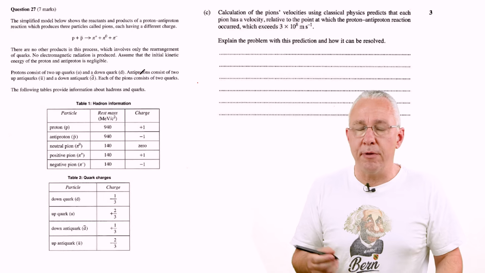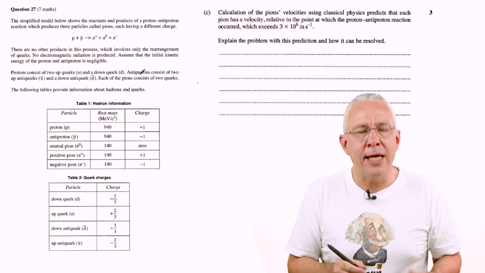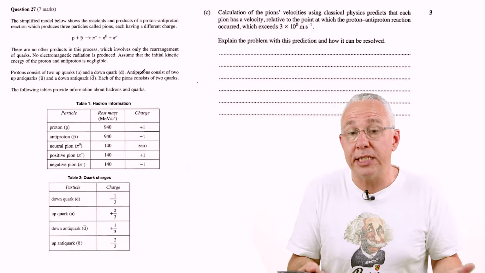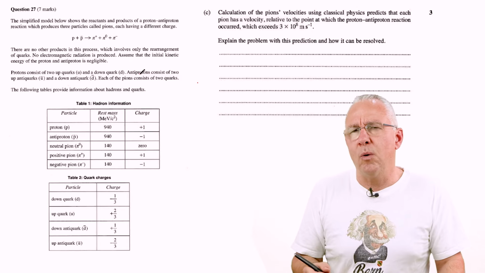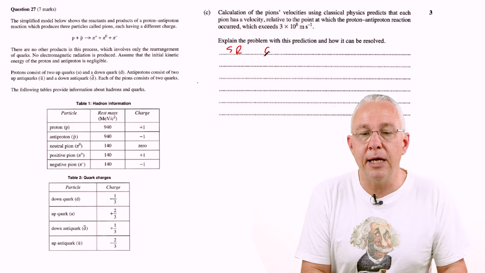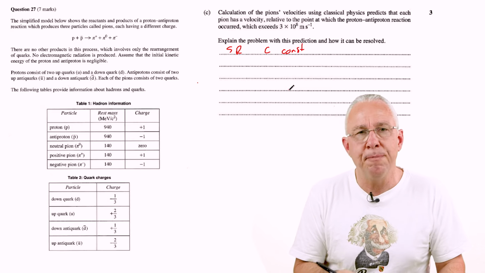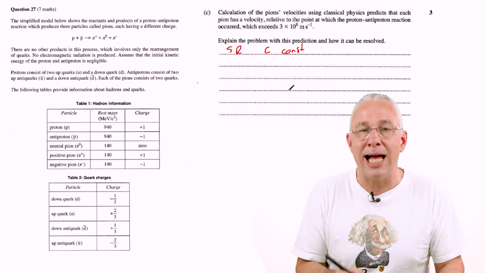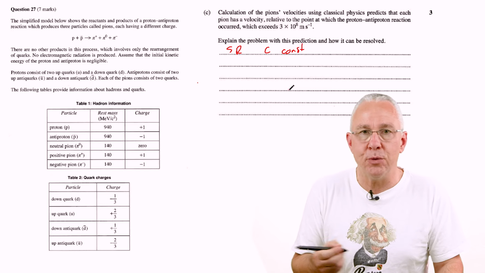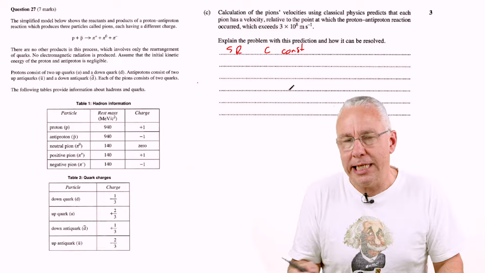And now we come to part C. It says the calculation of the pion's velocity using classical physics predicts that each pion has a velocity, relative to the point at which the proton-antiproton reaction occurs, which exceeds 3 by 10 to the power of 8 meters per second. Well, why is this a problem? Well, first of all, special relativity states that c is a constant value. That is, it's the fastest speed in our universe, and only objects without mass can travel at the speed of light. All objects with mass can only travel up to the speed of light, but not including the speed of light. And so there's a problem. It can't certainly exceed the speed of light.